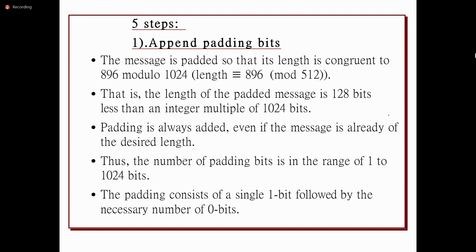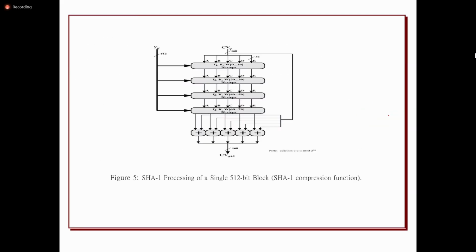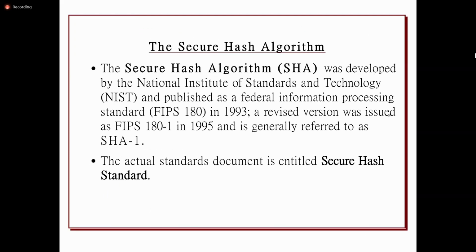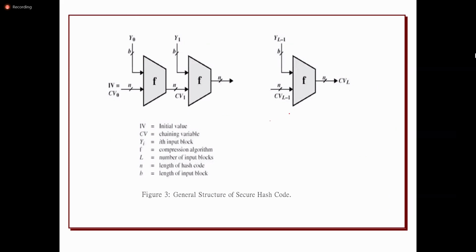The procedure of SHA-512 is somewhat similar to the SHA-1 algorithm. If you observe, this is the general structure of the SHA algorithms. For all the algorithms, this is the structure. Y0 is the plain text block. This is the initial value. Small f is the compression function, or compression algorithm, which produces the output. Again, that will be given as input to the next function. Finally, whatever is produced is called the output, the hash code.